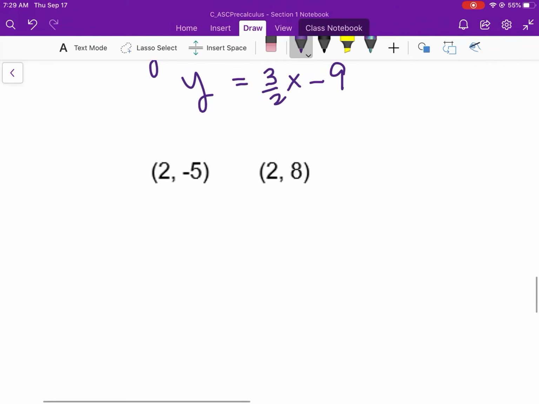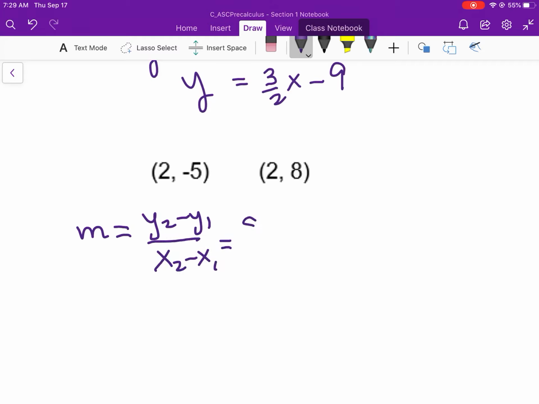All right, I got 2 more and then I'm done. All right, so I look at these two and I'm like, oh, 2 points, not paying attention. So I do my m, y2 minus y1 over x2 minus x1, 8 minus -5 over 2 minus 2, and I get 13 over 0. And then I go, wait.